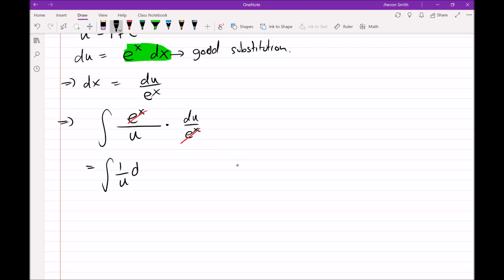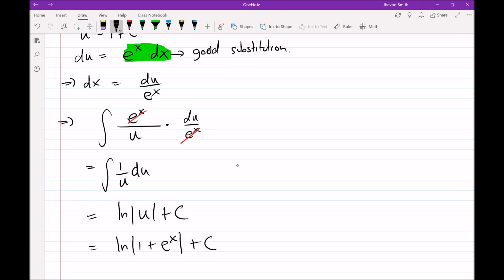1 over u du. And hey, that's a simple integral. It is a basic rule. That's ln of absolute value of u plus c. And I back substitute to get the original answer in x's. My u was 1 plus e to the x.